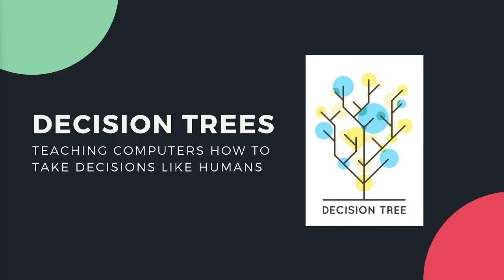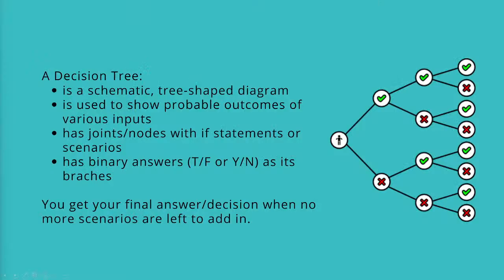Decision is the name, and tree because of the way it separates data by asking different questions; at the end, it becomes a tree-like structure. A decision tree is a systematic tree-shaped diagram used to show probable outcomes of various inputs. Probable outcomes, because we are not God, right? We cannot be 100% accurate in our predictions. So we have to guess the probable outcome, and with certain accuracy we give the predictions. Various inputs are like the questions we ask. It has joint nodes with if-else statements, so we will see this. Don't worry. It has binary answers, true or false, or yes or no, in its branches.